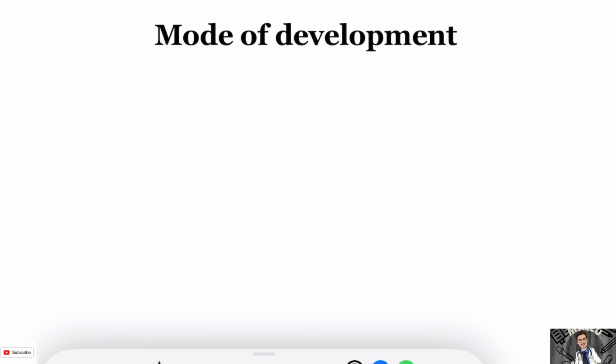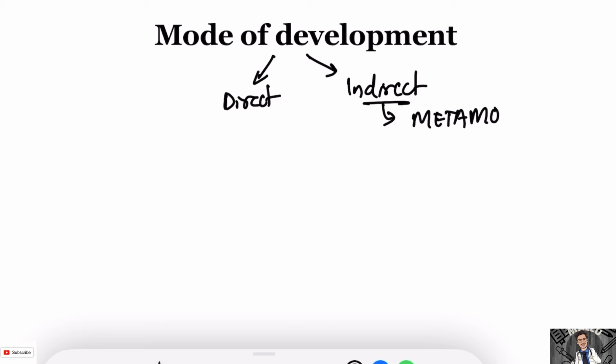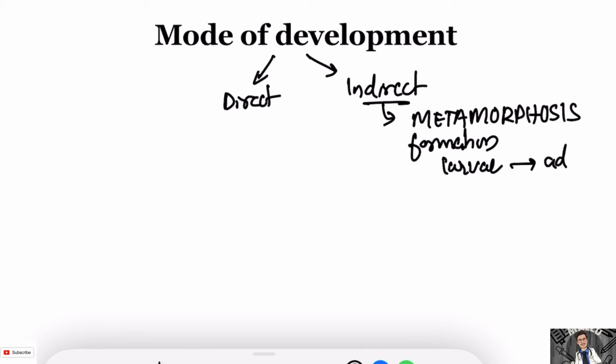Now, based on the mode of development, we have direct development and indirect development. Okay, so what do you mean by indirect development? It's the development which requires metamorphosis. And what does this mean? Metamorphosis means it requires the formation of larva, and then larvae develops to form the adult organisms. But what about us humans? We have direct type of development.